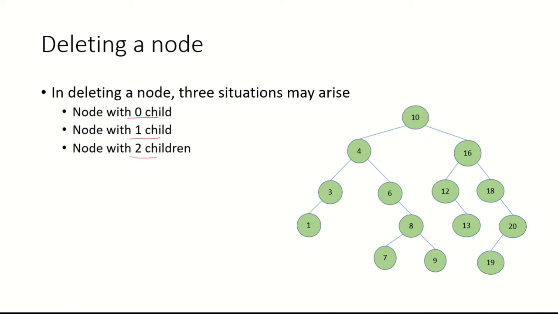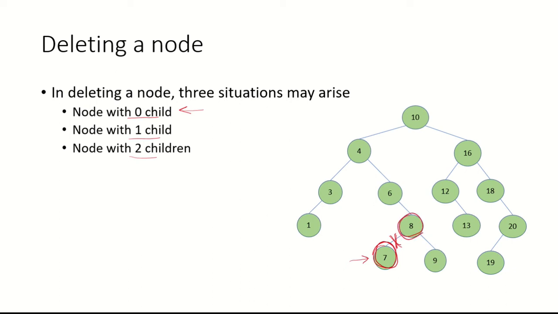So let's take case 1, a node with 0 children. Suppose we want to delete this node having a value 7, and this is not having any children, that means it is a leaf node. So if we want to delete this node, we simply have to remove this link with its parent node and free the space that is being occupied by this particular node, and the tree will not be affected. The properties of the BST will remain as it is.